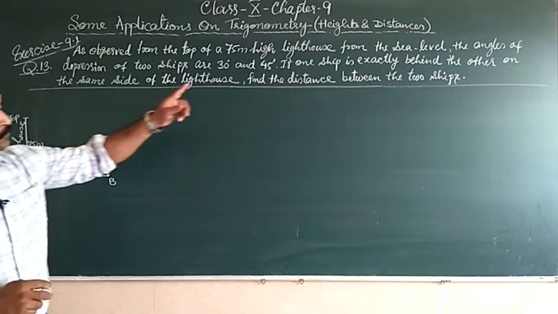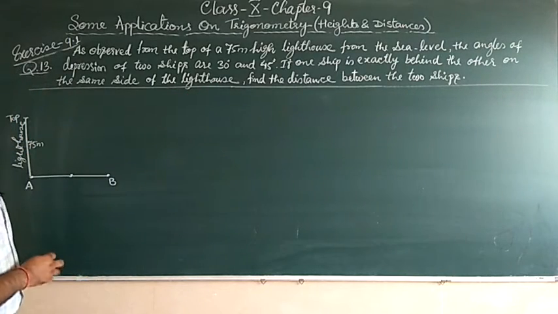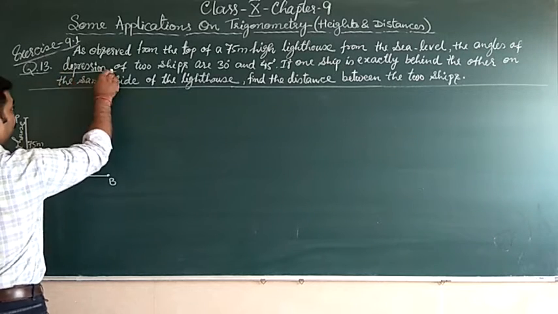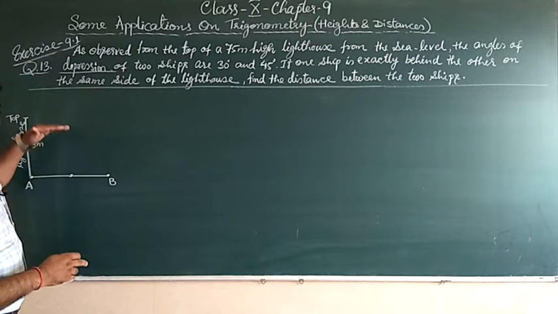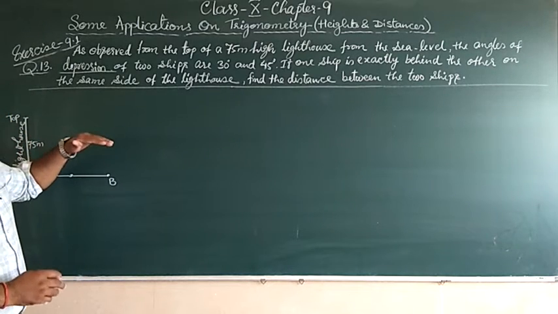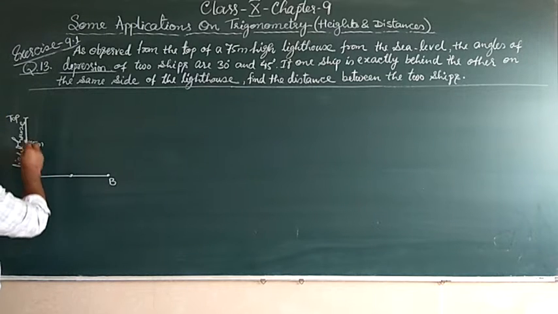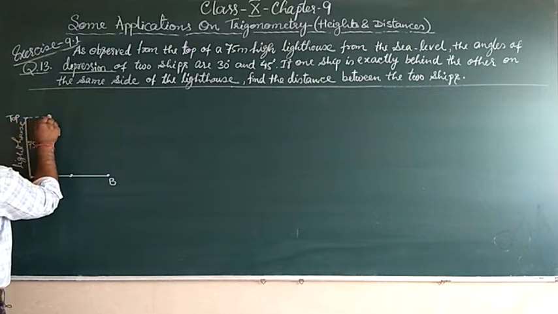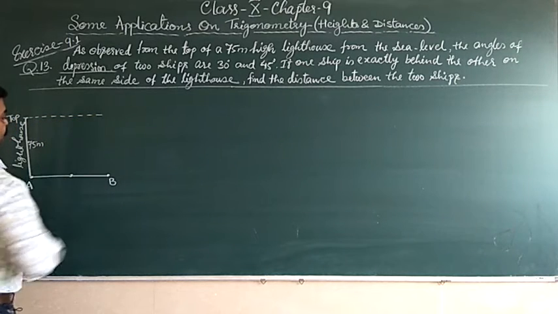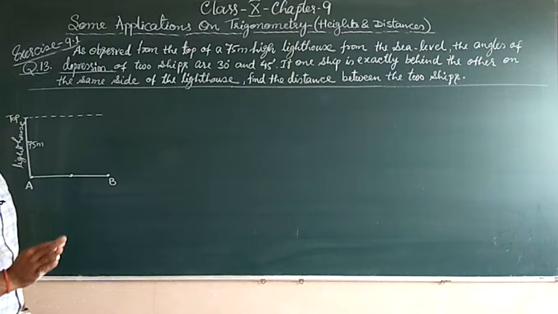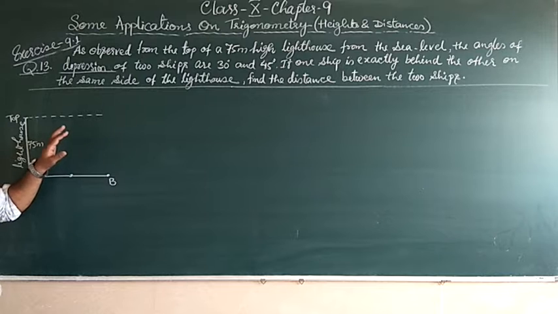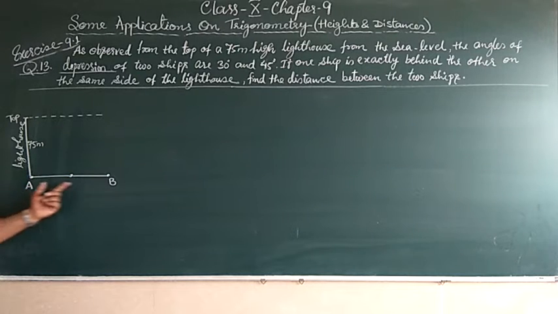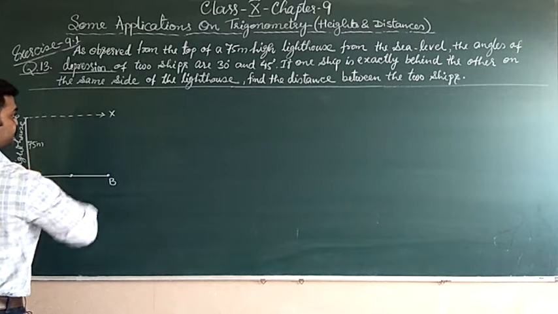high, from the sea level, the angles of depression. Whenever the word angle of depression is there, there must be a horizontal line at the top, or baseline at the top. First of all, you have to draw a baseline by which you will draw the angle of depression. How will you draw this baseline? You have to draw simply a line parallel to this horizontal line. Okay, suppose it is X.